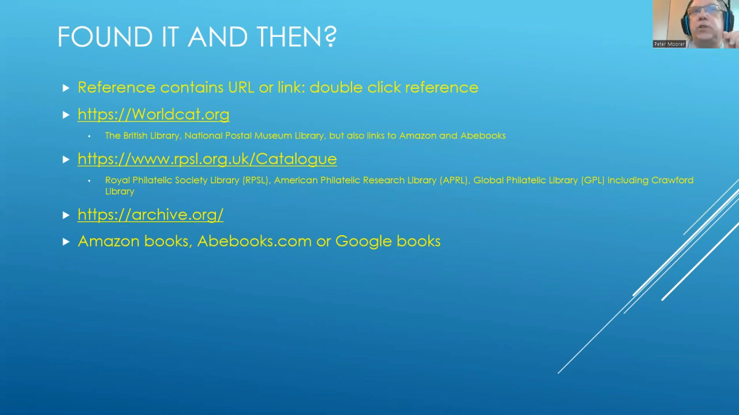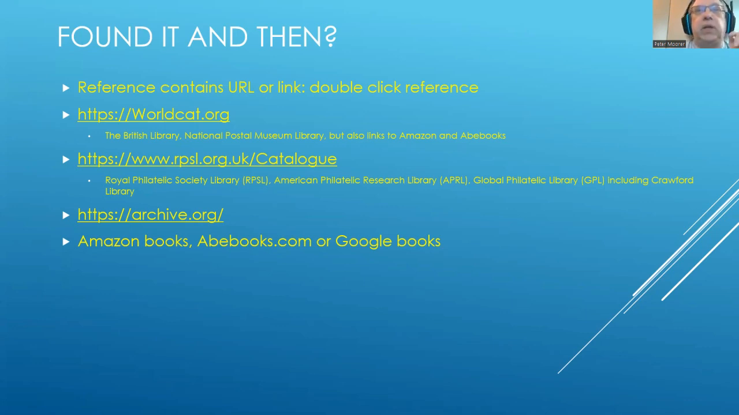You can also go to worldcat.org, where you can find the nearest library. Unfortunately for me, that is usually the National Postal Museum Library or Smithsonian, distance 4,000 kilometers. That's a little bit awkward.